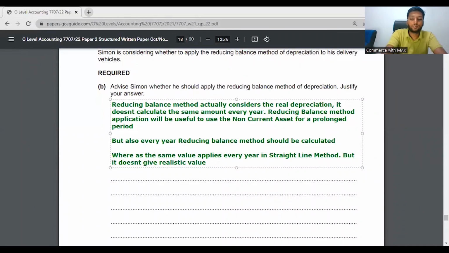And also, the good thing is the same value is applied every year in the straight line method. You can use the same annual calculations and carry them out every year. That makes your work much easier. These are the points you can write. Another term you can say is applying consistency. The same method is used, so it's very easy to calculate. You can use applying consistency in this type of method.